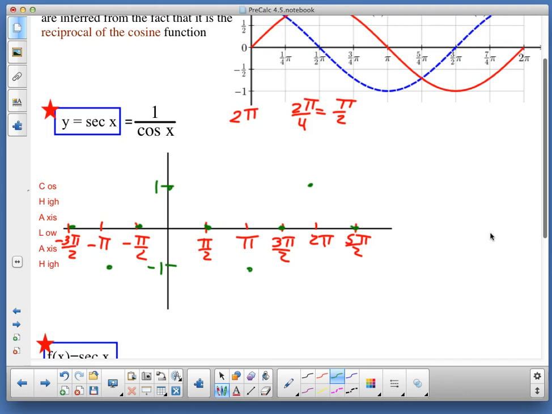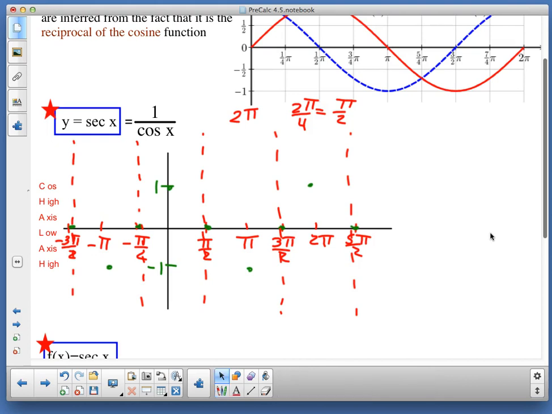Now, because I'm working with secant, when I get to cosine zeros, I will have asymptotes. So at each of those zeros, I'll have vertical asymptotes. Does it make sense why? Because those are where my cosines were 0, and the reciprocal of 0 is undefined. It does not exist. Okay, all right.